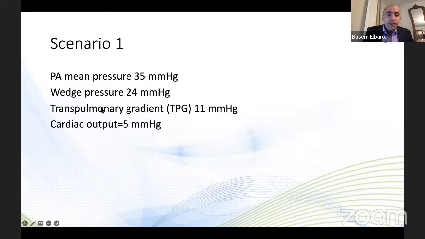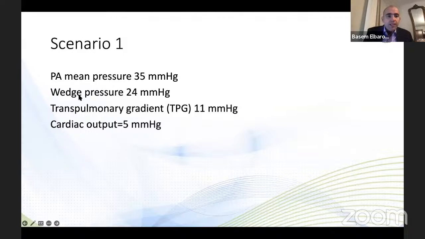And if we calculate the transpulmonary gradient, which is the gradient across the pulmonary circulation, TPG, that is calculated by PA mean pressure minus the wedge pressure, it is 11. And a transpulmonary gradient of less than 15 tells you that the elevation in the pulmonary pressure is not fixed, meaning it's not due to the pulmonary circulation, but rather because of the venous congestion.